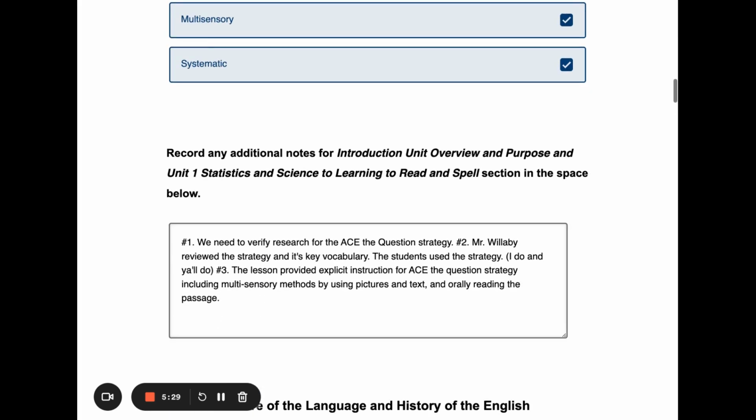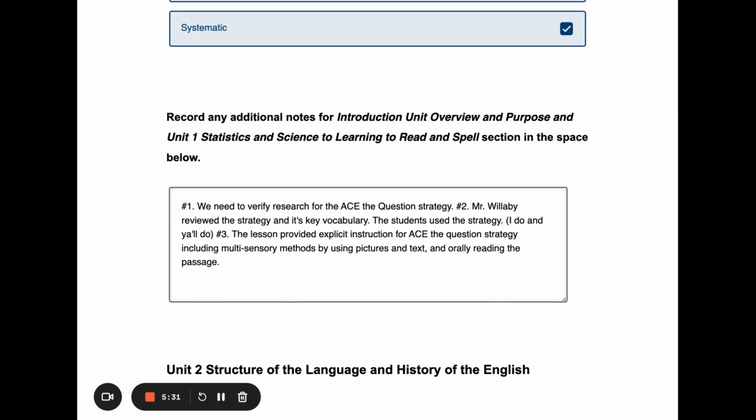The notation box is really important because it gives me details about the instruction and data to help determine next steps and strengths of the lesson. Be sure to take detailed notes.